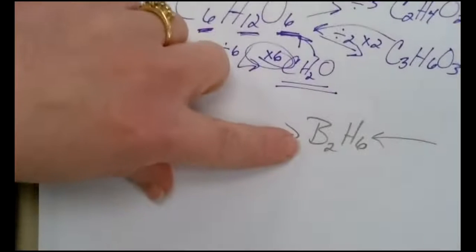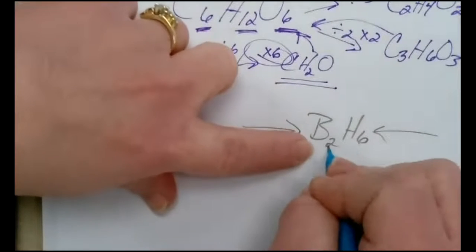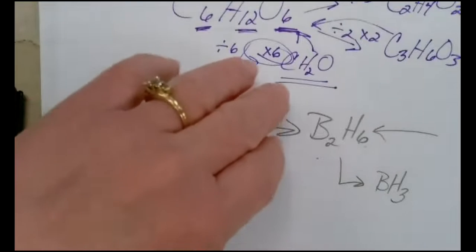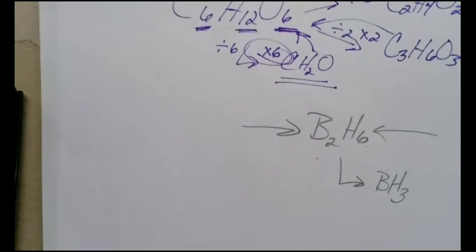So we know that if we reduce this by 2, simplified by a factor of 2, we would get BH3. But this is what the problem is asking for. What is the molecular formula, the true formula? Elena.